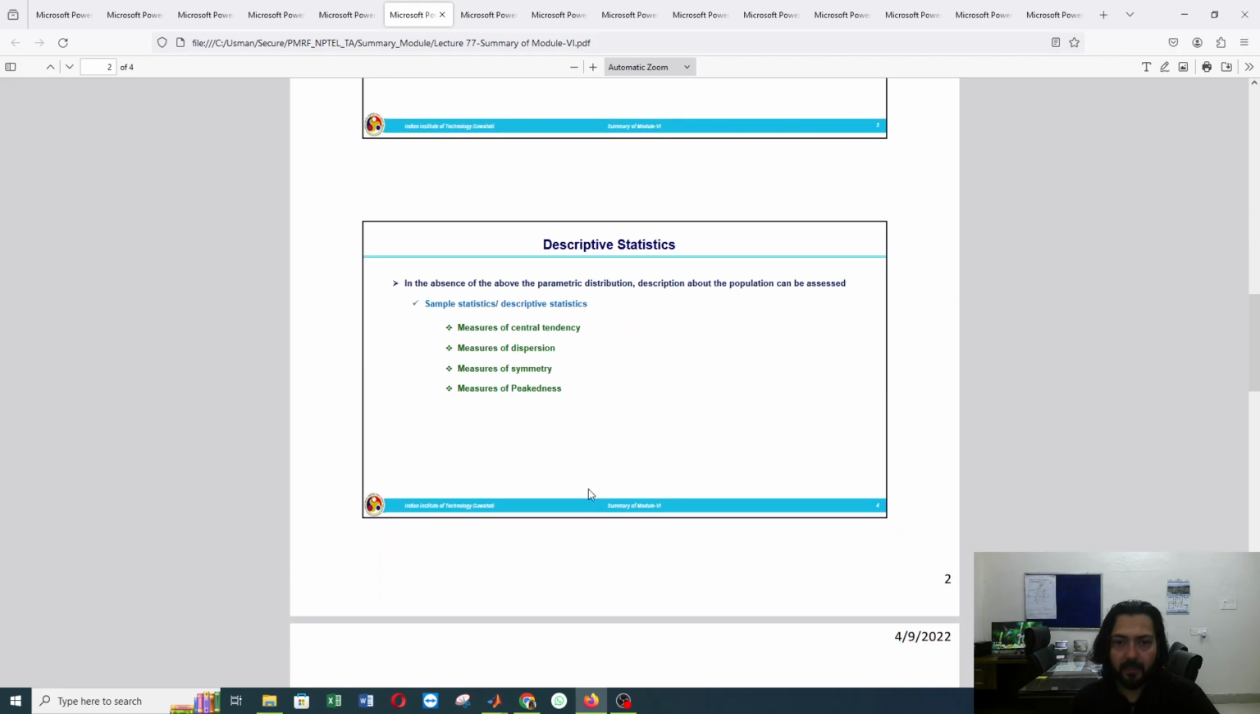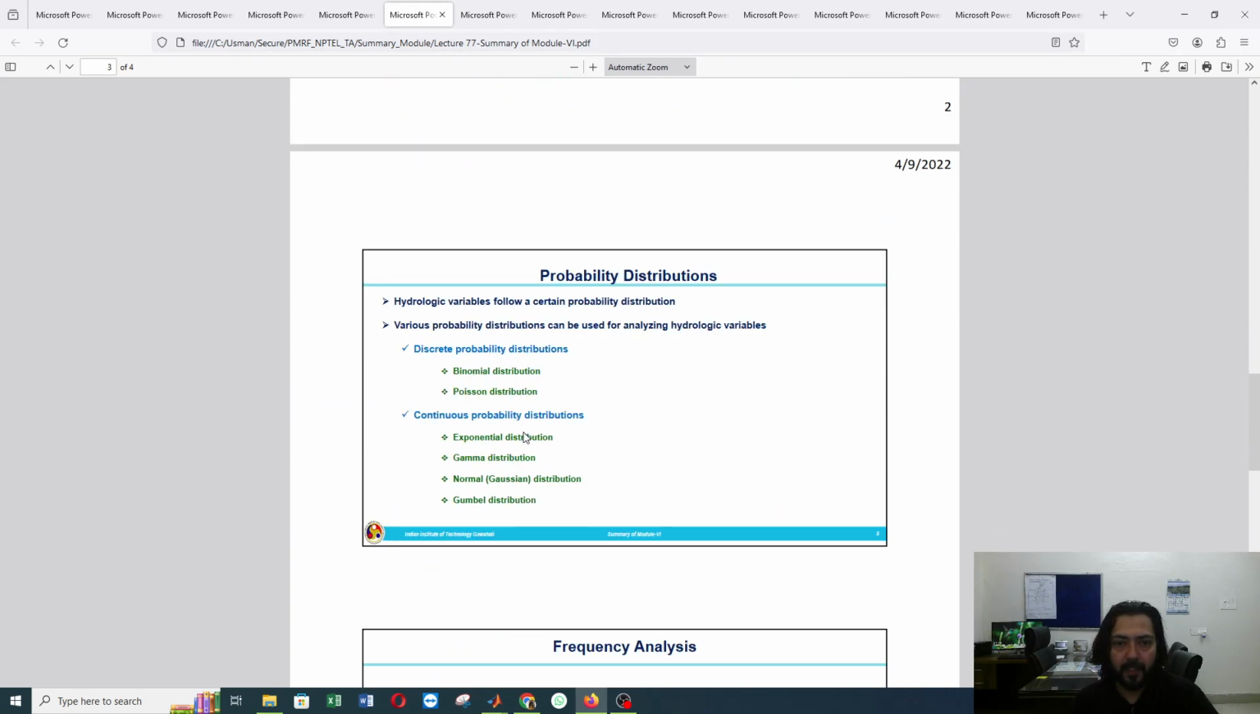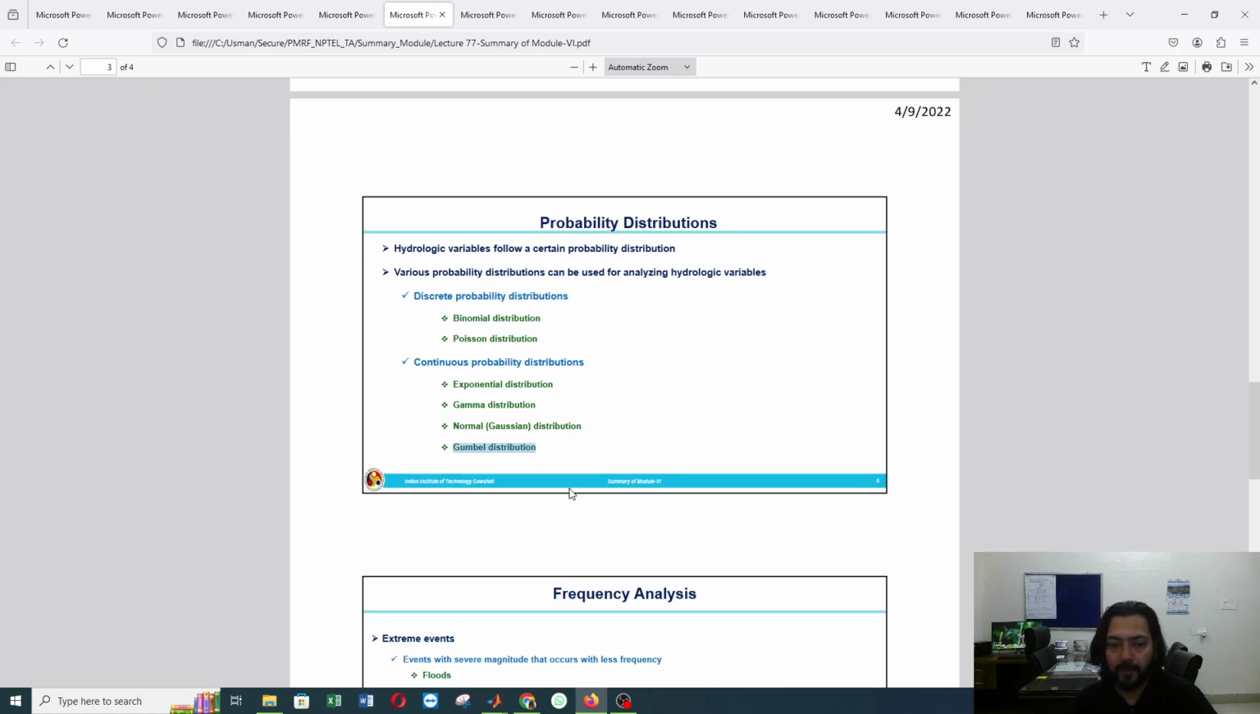Then we revised the basics of statistics, including measures of central tendency, measures of dispersion, symmetry and skewness. Then we talked about the different types of probability distributions that are used for different hydrological variables. When we talked about discrete probability distributions, we covered the binomial and Poisson distributions. And when we talked about continuous probability distributions, we covered exponential, gamma, normal and Gumbel. And we have seen numericals based on the Gumbel distribution.